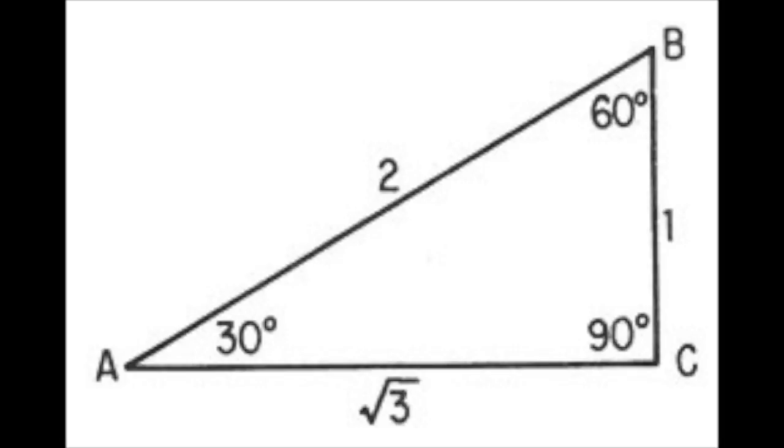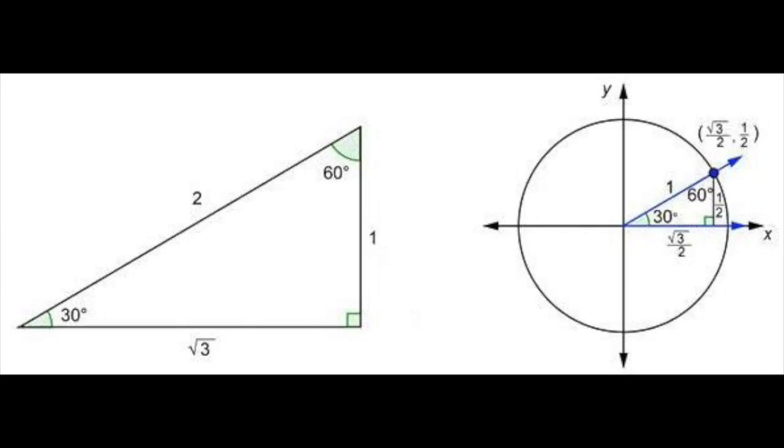For example, the side adjacent to the 30-degree angle on the left is the square root of 3. Therefore, the corresponding side on the triangle on the right has to be half of that, or the square root of 3 over 2.